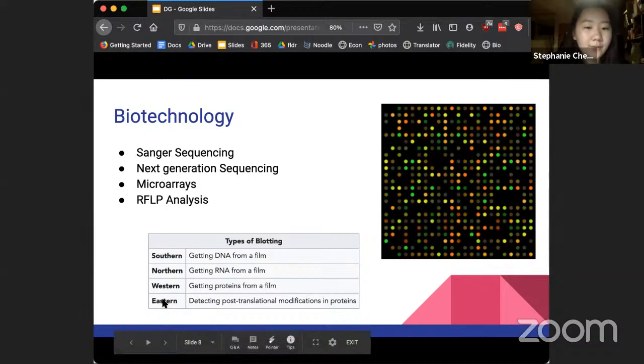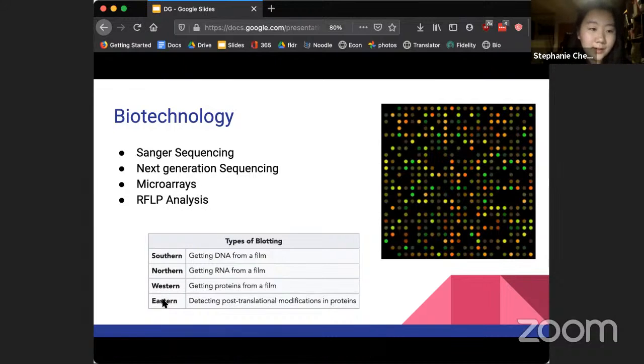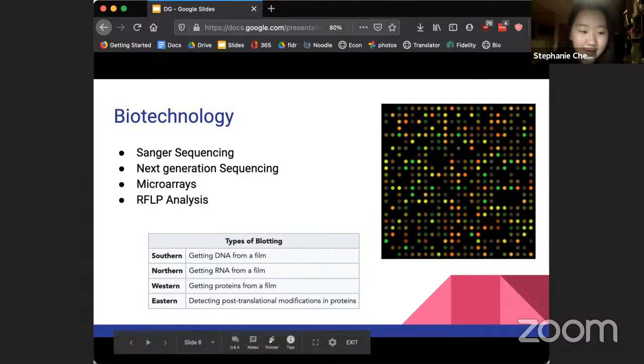Next is RFLP analysis, which is also known as restriction enzyme analysis. A DNA sample is broken into pieces and digested by restriction enzymes. After this, the pieces are separated using gel electrophoresis, and it can tell you a lot of things. In real life, for reference, it can be used for DNA fingerprinting.